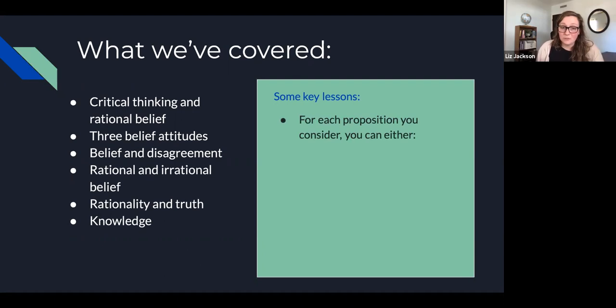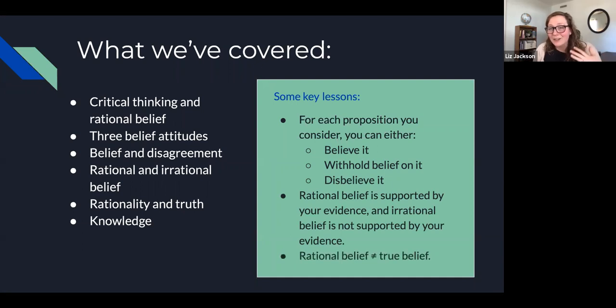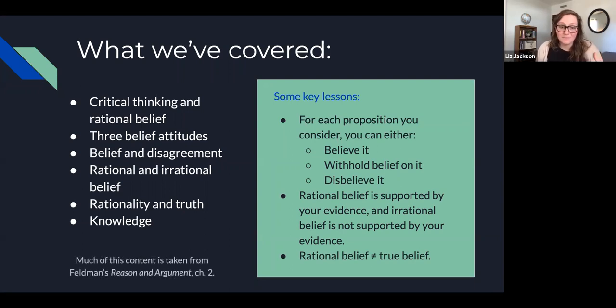For each proposition you consider, you can believe it, withhold belief on it, or disbelieve it. Rational belief is supported by your evidence, and irrational belief is not supported by your evidence. And rational belief is not the same thing as true belief. You can have irrational true beliefs and rational false beliefs.